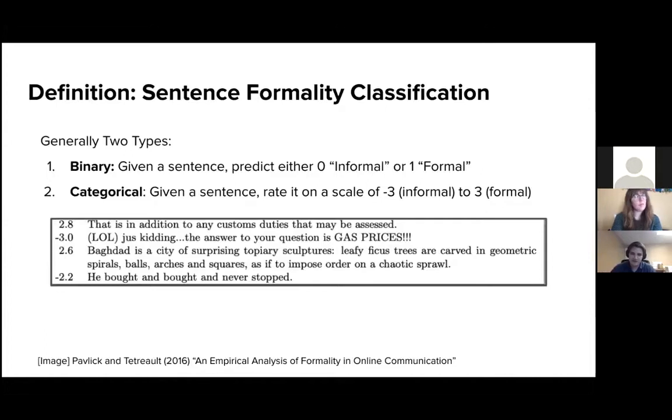So just really quickly, sentence formality classification is the task we're going for. Given a sentence, we want to predict whether it's informal or formal. There are generally two types of this. One is the binary prediction, and the other is a categorical prediction, which is to rate a sentence on a scale of -3 to 3. And there are some examples below.